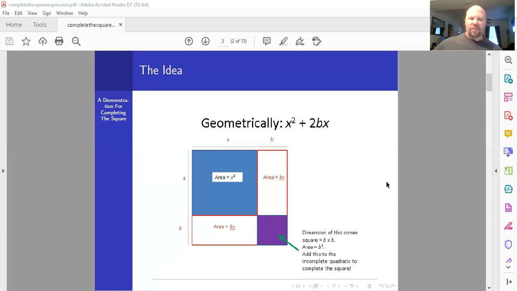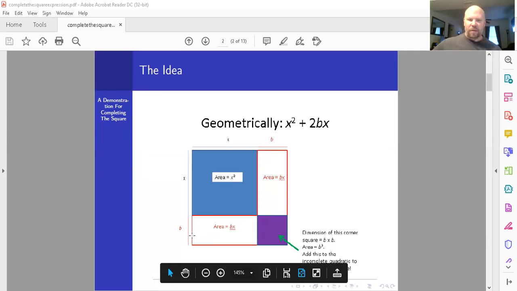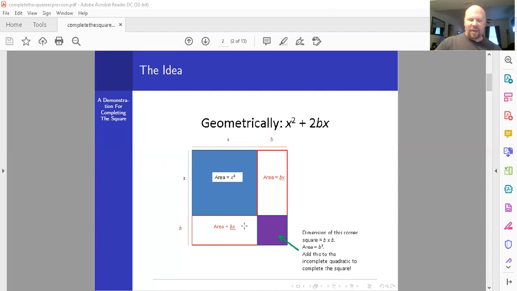So the dimensions of this corner square have to match up to the dimensions of the rectangle. So we know that the dimensions of the rectangle have half the coefficient of x up here, which we've labeled as b. So one side is b to match this one, another side is b to match this one, and we have b and b. So this is a square. The area of a square is length times width, so it's b squared.